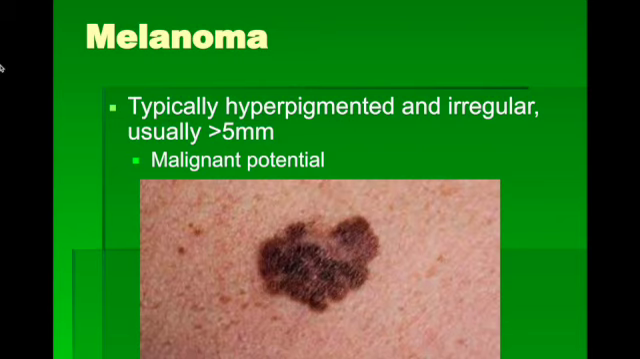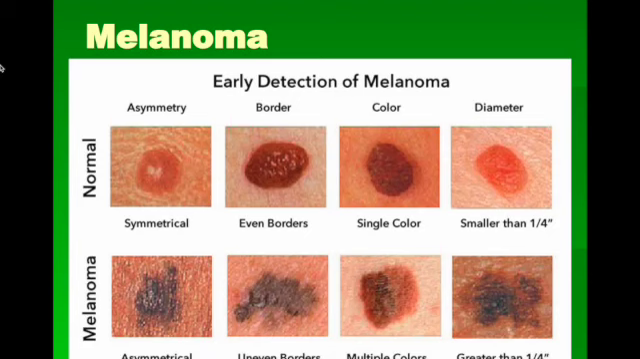And these do have significant malignant potential, so we want to be very vigilant about picking these up and getting people early treatment. And here again, the asymmetry, the borders, the color, and the diameter, ABCD. And you can see on the top there are some more benign looking features, whereas on the bottom, more concerning features.